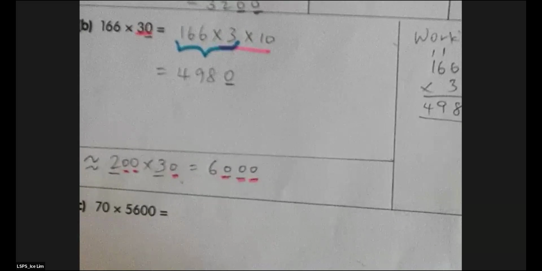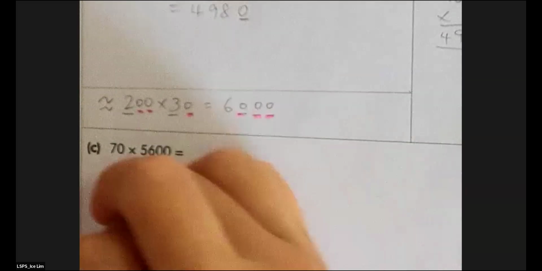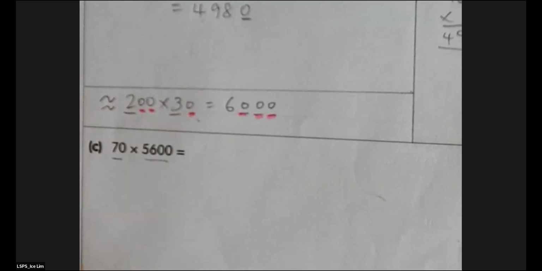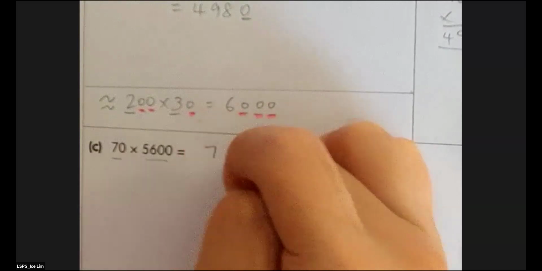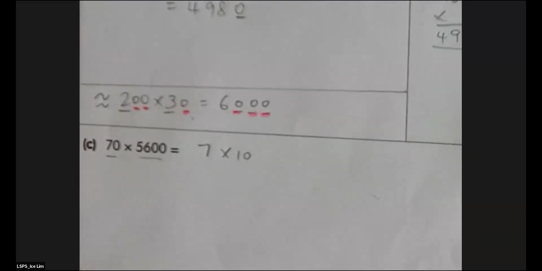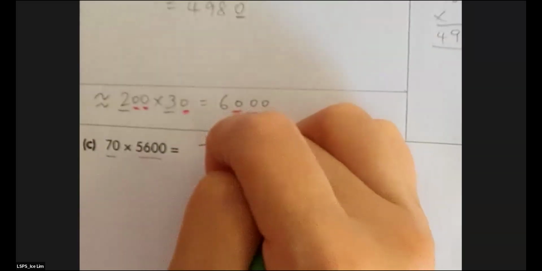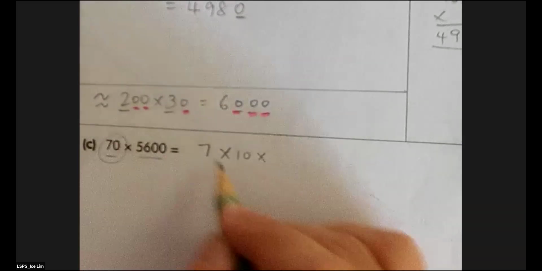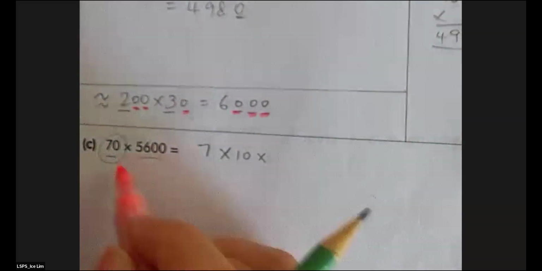Okay, next one. So I have these two numbers. Okay, it looks a bit scary now. So how are we going to manage that? I'm going to put 70 to become 7 times 10. All the symbols are times, there's no plus or minus here, it's just times. So 70 is 7 times 10. That's the first one I established.